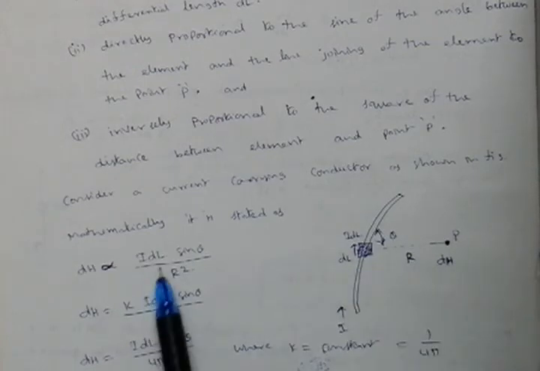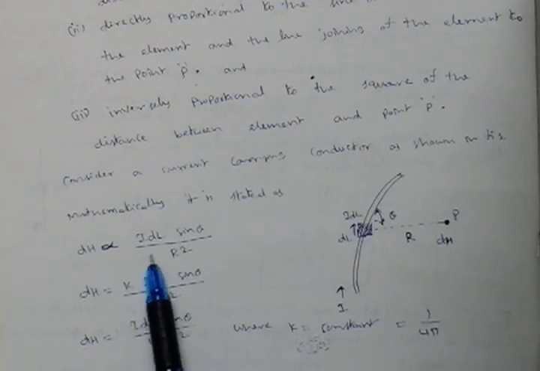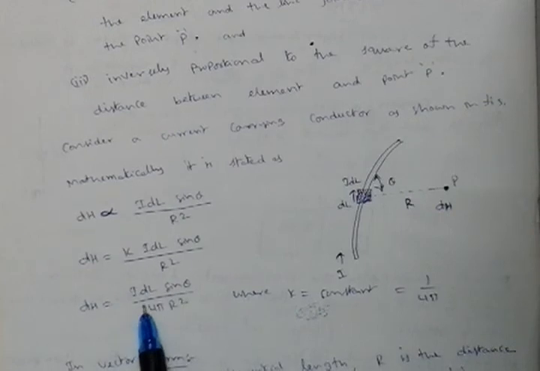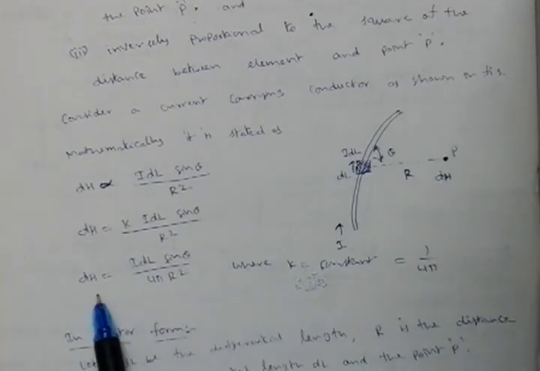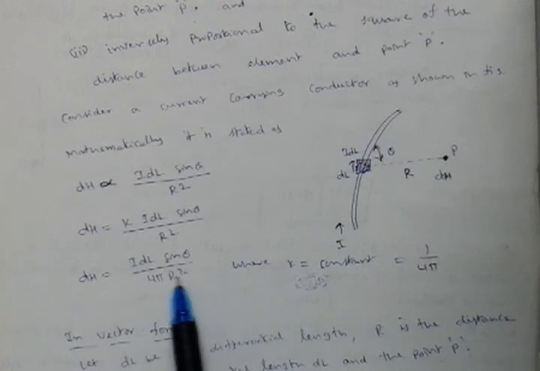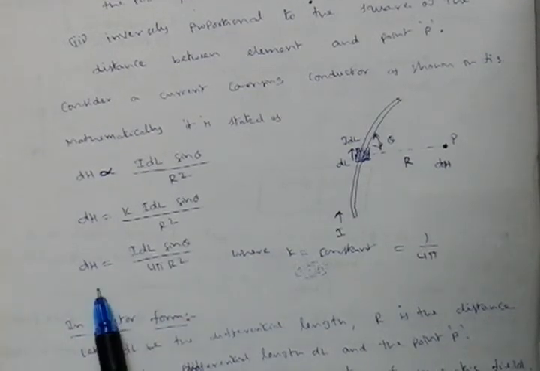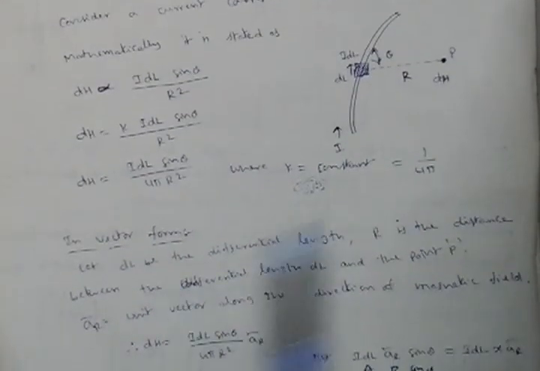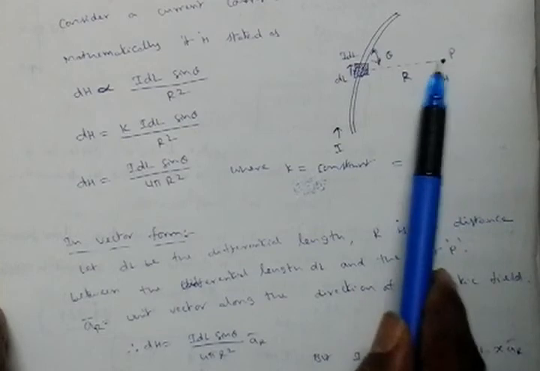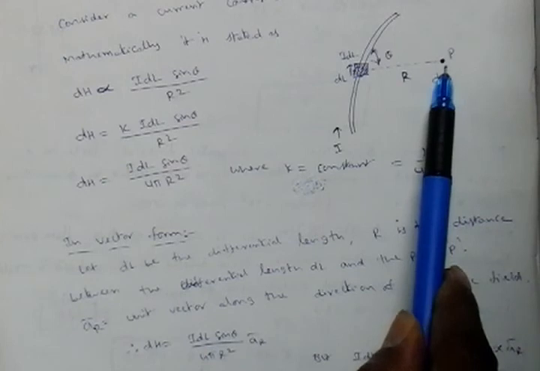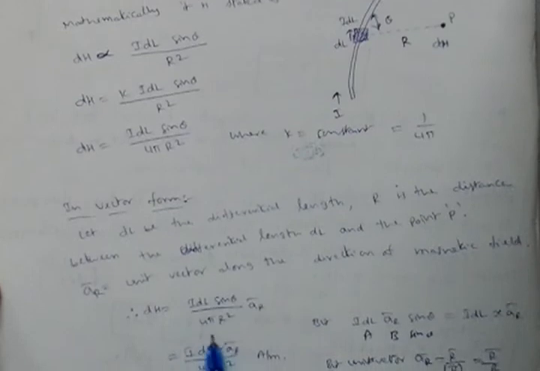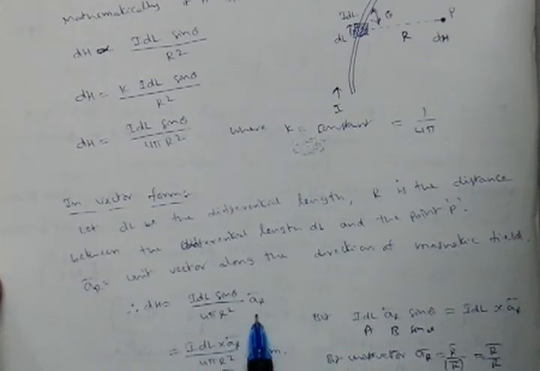Now mathematically, dH is directly proportional to I dl sine theta divided by r square. Proportionality is replaced by a constant k, where k is equal to 1 divided by 4 pi. Therefore dH is equal to I dl sine theta divided by 4 pi r square, which gives the magnitude only. If you want to determine the direction, then we need to write the vector form. In vector form, the magnetic field intensity at the point P along the radial direction is dH equal to I dl sine theta divided by 4 pi r square into ar bar.